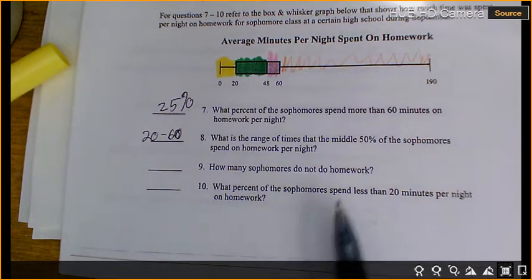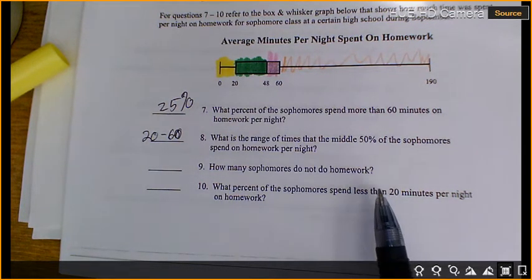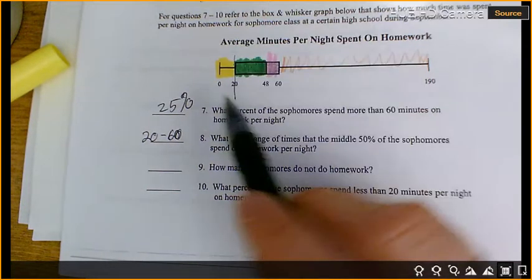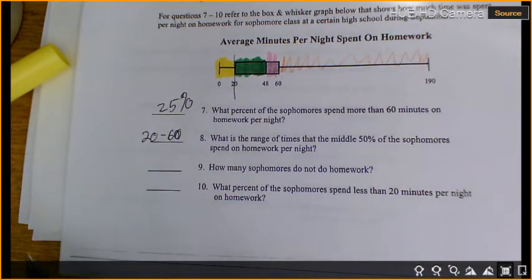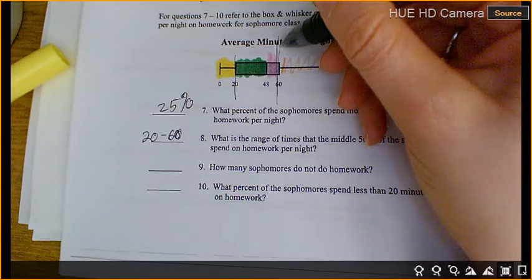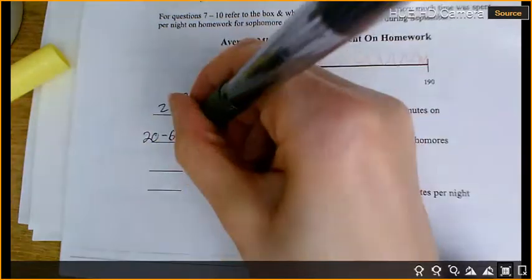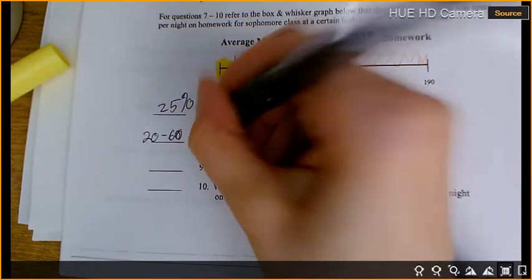How many sophomores do not do homework? Okay, how did we get 20 to 60? Because it says the middle 50%, correct? So, right here, this yellow part is the last 25, correct? This orange part here is the upper 25. So that means there's 50% left in the middle. And they said the middle 50%. So it's got to be between 20 and 60, which is 40 minutes. So that's the range.